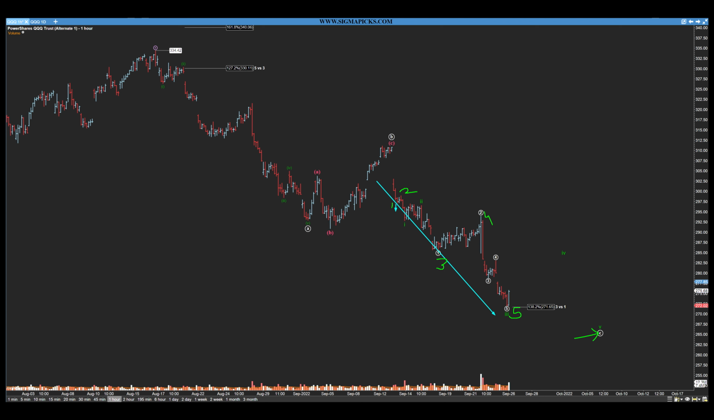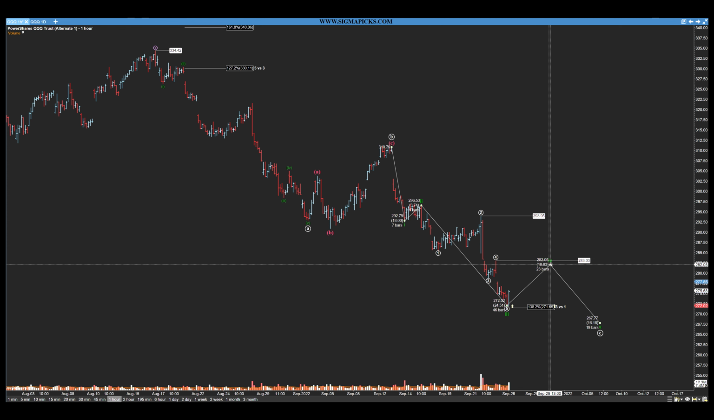In order for us to say that, I think it would need to go over this 2 point, and I'm just going to point that out. What it is, this value, 293.95. I would want to see it go above that to say that, yeah, that was the case. But for now, I think we can go see QQQ at least testing this 283.